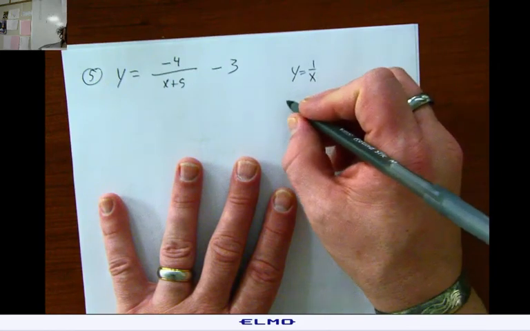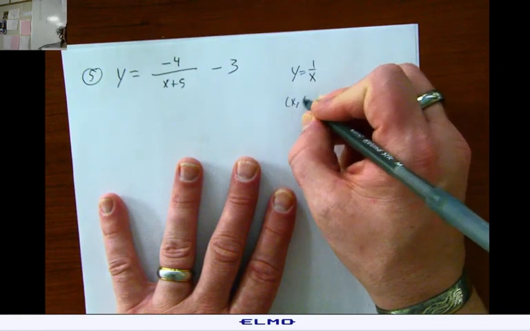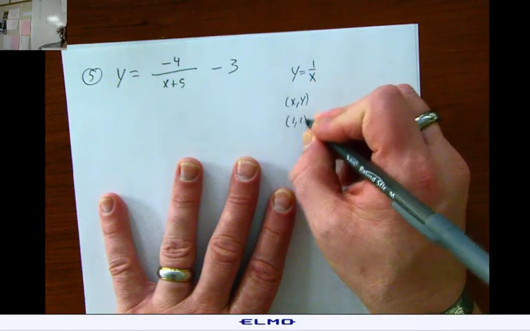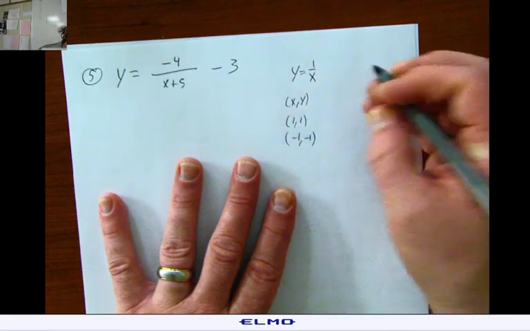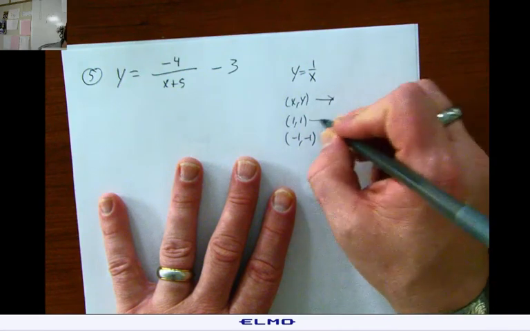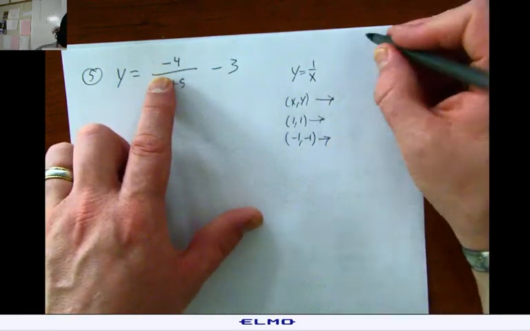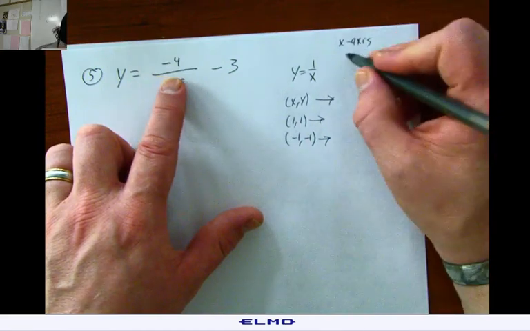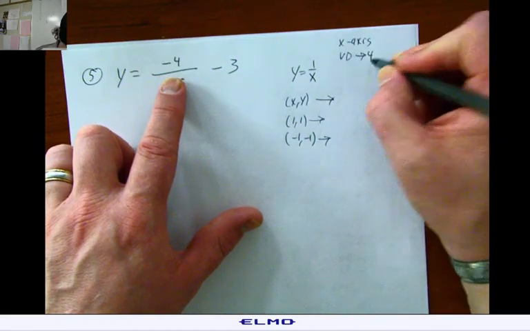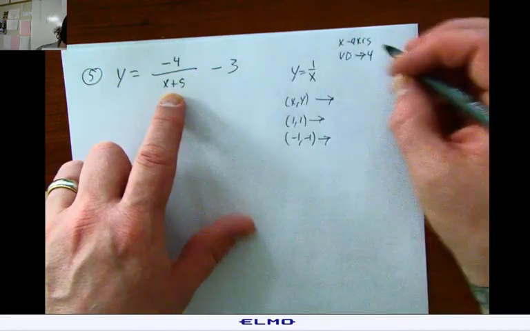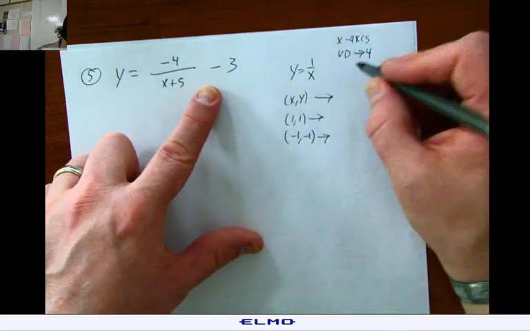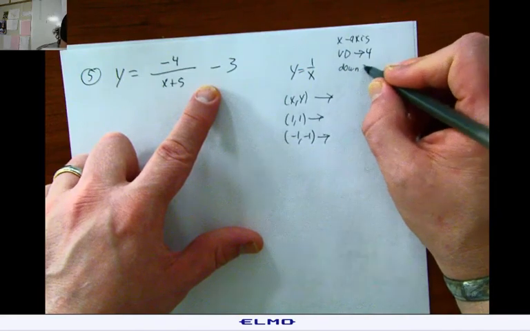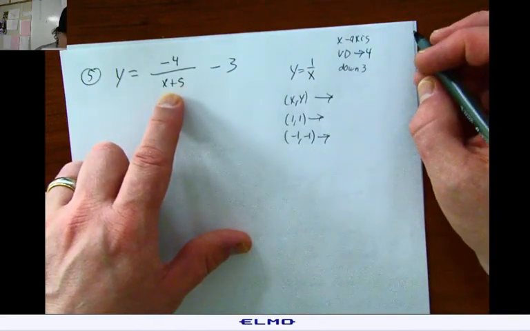Let's see. So x, y, it's 1 over x, so it's 1, 1, negative 1, negative 1. And what are we going to do to these coordinates? We're going to do an x-axis reflection. We're going to do a vertical dilation by a factor of 4. X plus 5. Oh wait, I like to do ups and downs first. Minus 3 is down 3, and then x plus 5 means left 5.